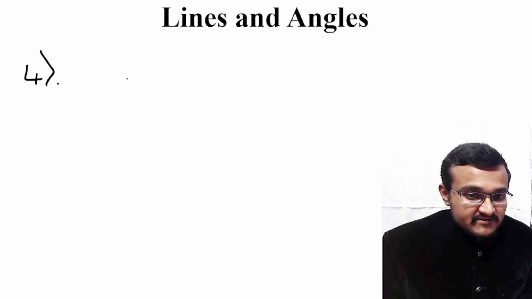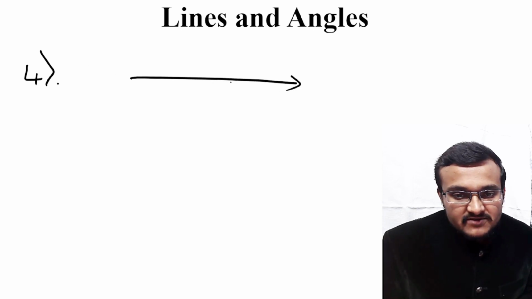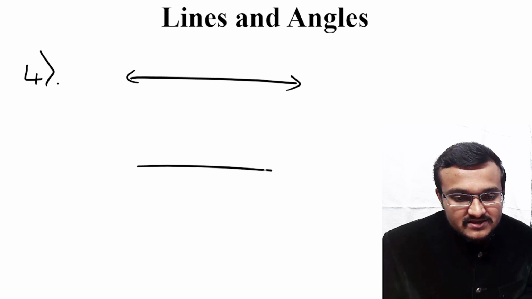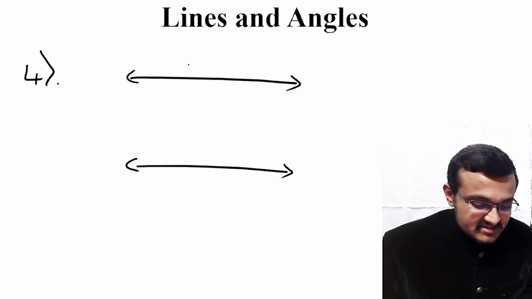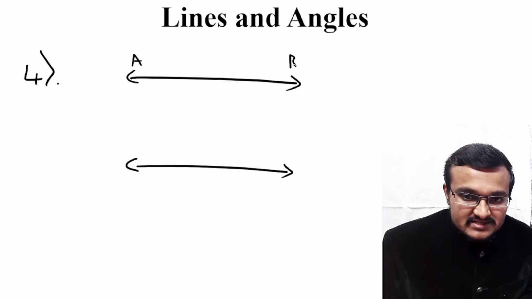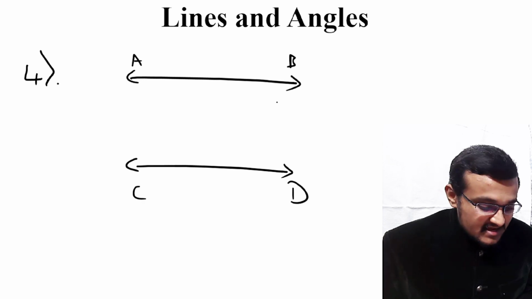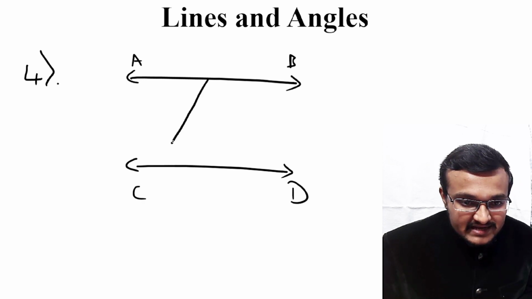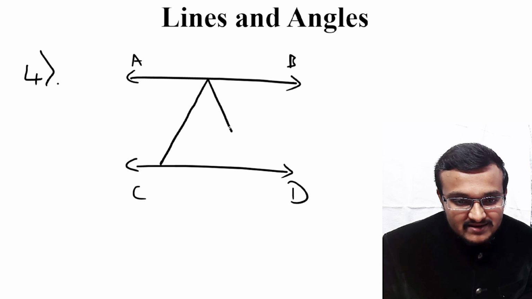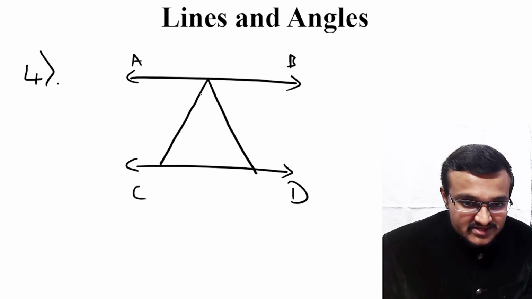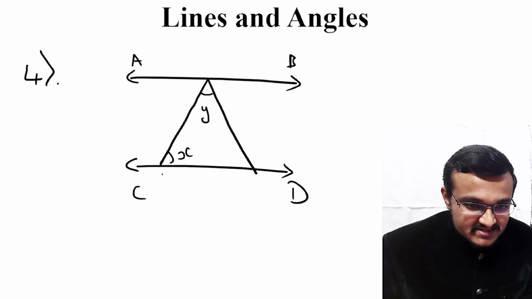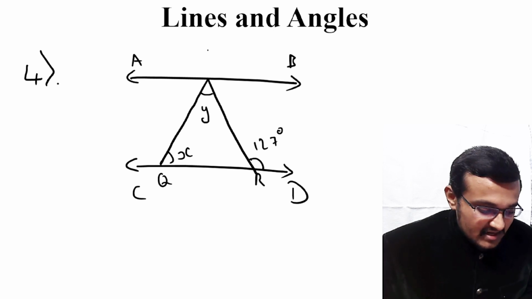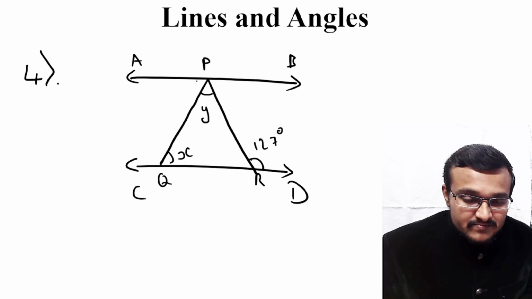Here in the fourth question they have given one figure. So here two lines are parallel to each other, that is AB and CD. So here AB line is parallel to CD line, and here they have drawn one triangle in between these two parallel lines like this. So now this angle they have named as Y and this angle they have named as X, and this is Q. This particular point is R, and this angle is 127 degree, and this particular point is P.